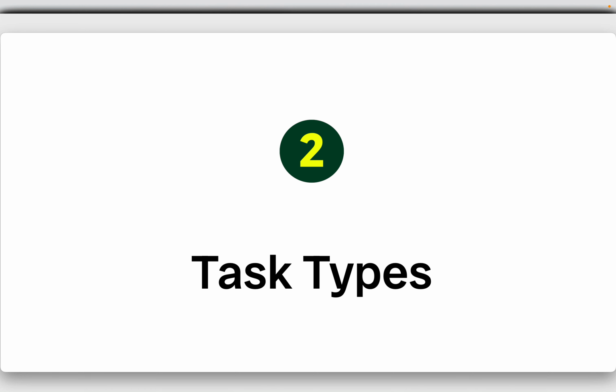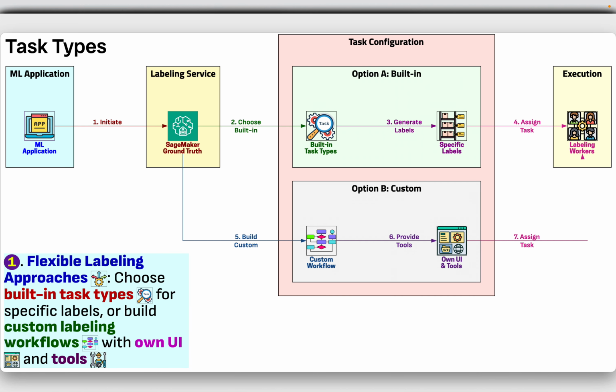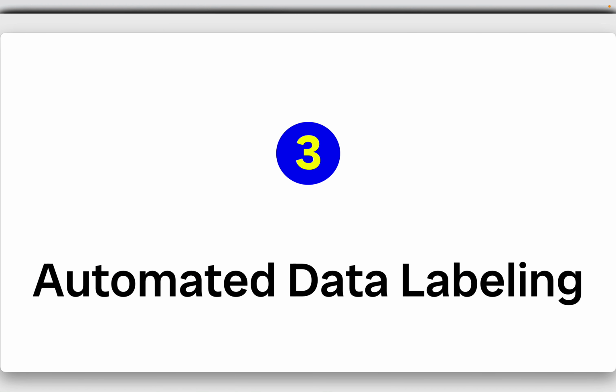Second topic is task types. So depending on your machine learning application, you can choose from one of the Ground Truth built-in task types to have workers generate specific types of labels for your data. You can also build a custom labeling workflow to provide your own UI and tools to workers labeling your data.